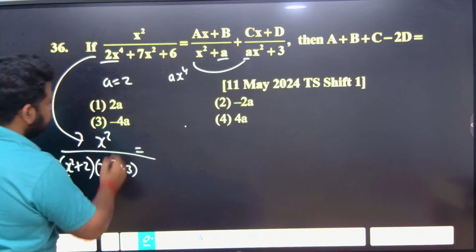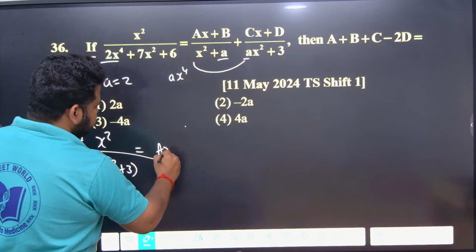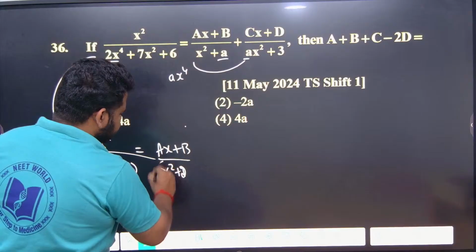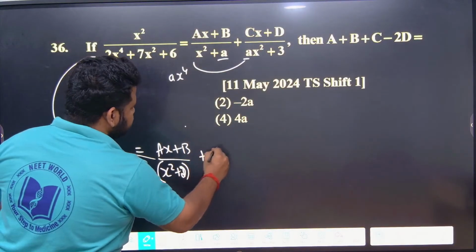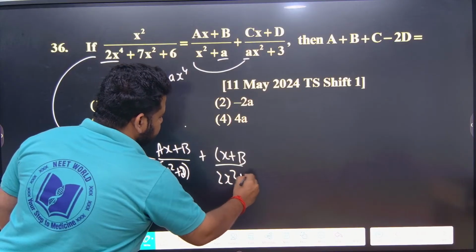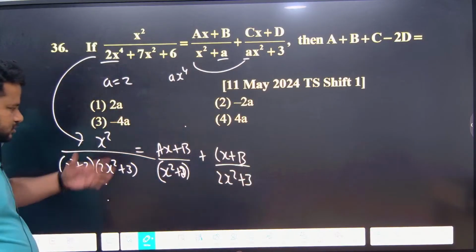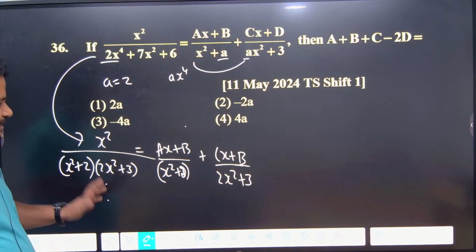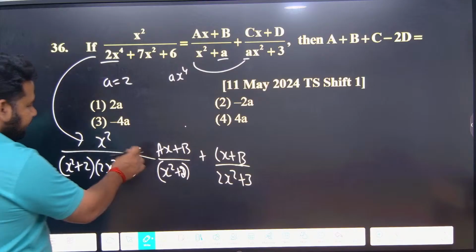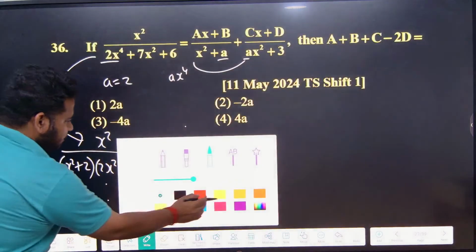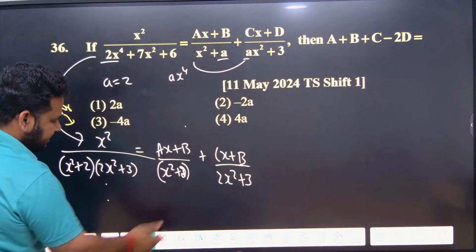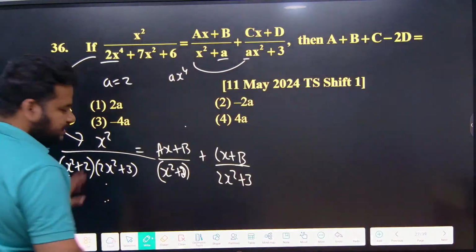this will be equal to ax plus b divided by x square plus 2, plus cx plus d divided by 2x square plus 3. Now you can normally think of doing the shortcut, but otherwise another shortcut is comparing the coefficients. If I compare the coefficients, you have to focus now on the numerator, because the denominator will get eliminated on taking the LCM while we do the comparison method.